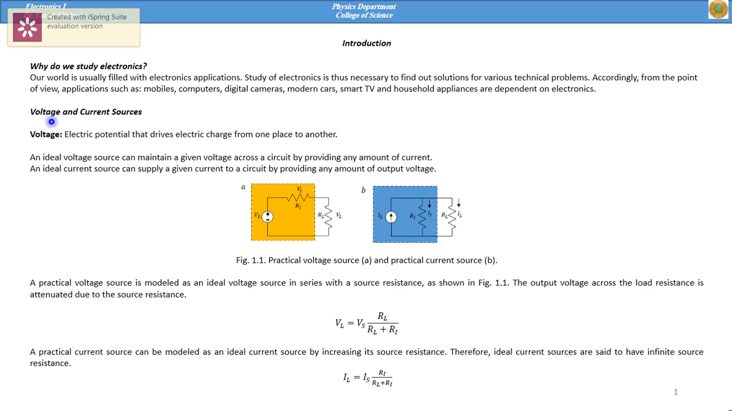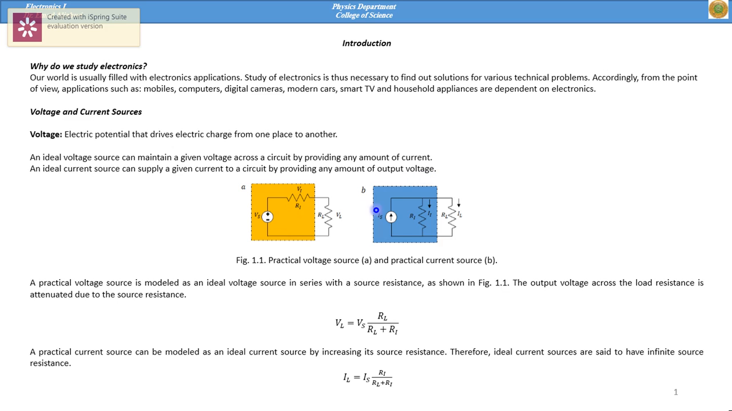Now we want to know the voltage and current sources. Voltage can be defined as electric potential that drives electric charge from one position to another. There are two sources, voltage source and current source. The first one can provide a constant voltage with different values of current, whereas the current source can provide a constant current with different values of output voltage.